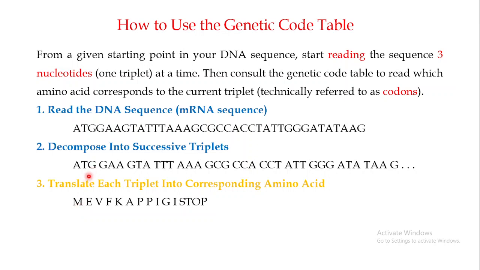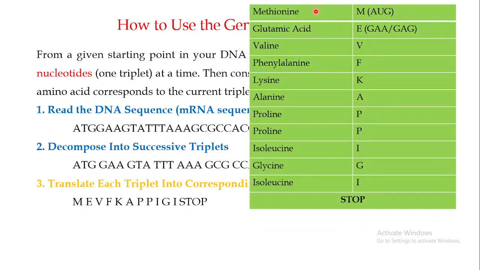For example, if you look at this one, this is ATG. This ATG codes for the amino acid methionine. As you can see over here in the genetic code table, you see AUG, and here it is ATG. That is one and the same thing, because instead of thymine in the messenger RNA sequence, you get uracil. So this ATG is for methionine.